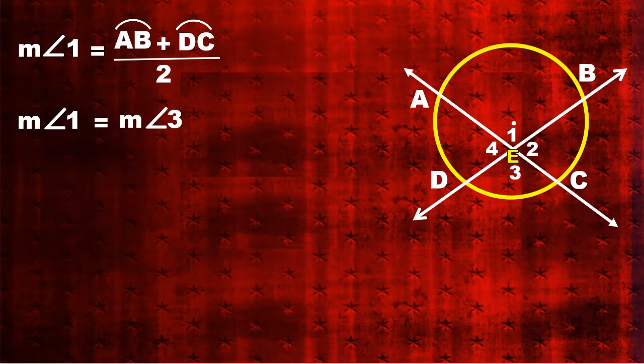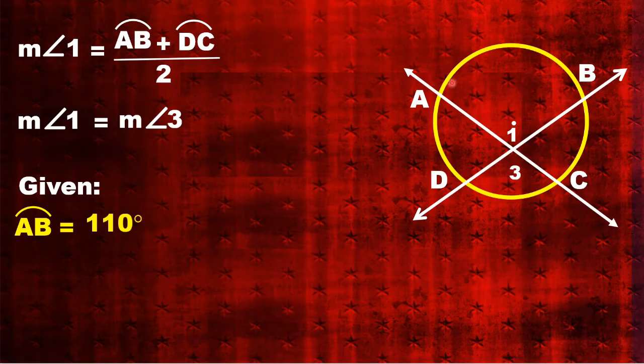Let's have an example. Okay, since angle 1 ang kukuhain natin, tanggalin muna natin si angle 4 and angle 2. Ayan, para hindi nakakalito. Given arc AB, ito yon, is equal to 110 degrees.